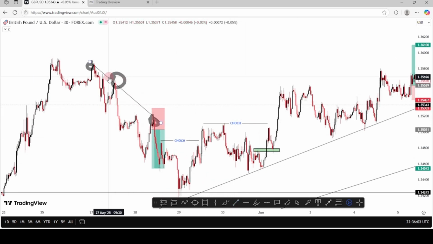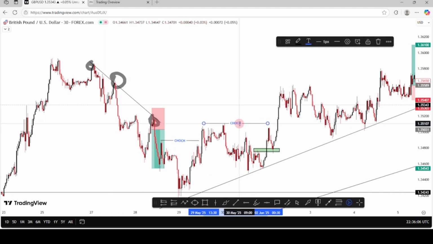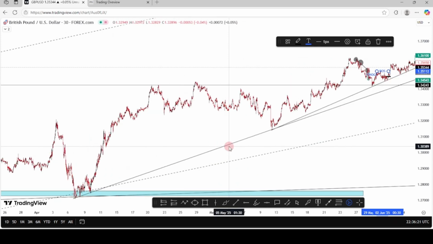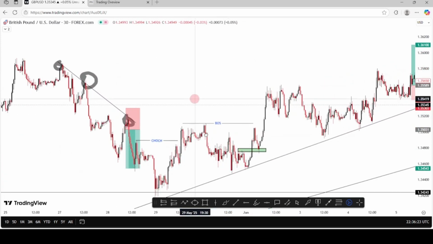So this will be a break of structure. If this is a change of character, this will be a break of structure. So we are having lower high, lower low, lower high, lower low. And if price changes character, that means price wants to continue on the initial move, that is the bullish trend move. And the same thing happened, change of character happened.